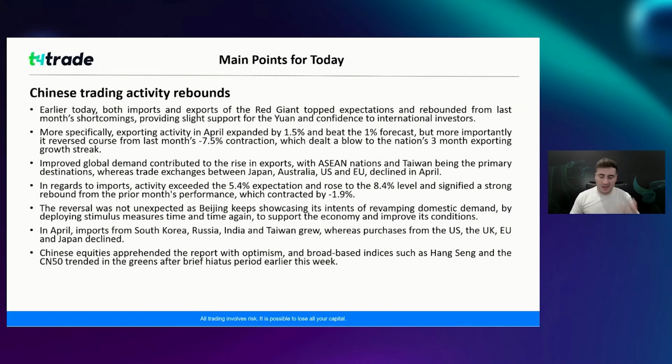So in a nutshell, both imports and exports expectations were surpassed, with the trajectory of both import growth and export growth rebounding from last month's sharp plunge into contraction territory. And at the end of the day, we see slight support coming in for the yuan due to this return towards quote-unquote normalization, or at least expansion of trading activity, in both exports and imports. Also, we see confidence coming back for the Chinese market.